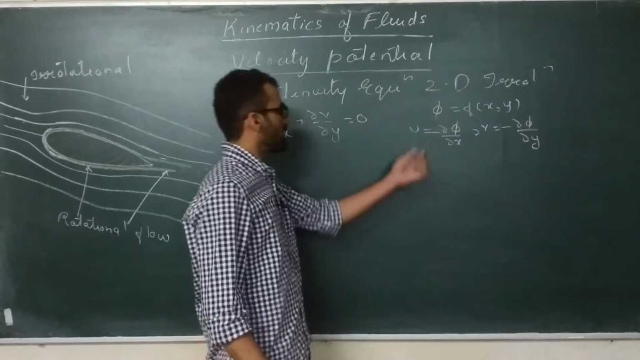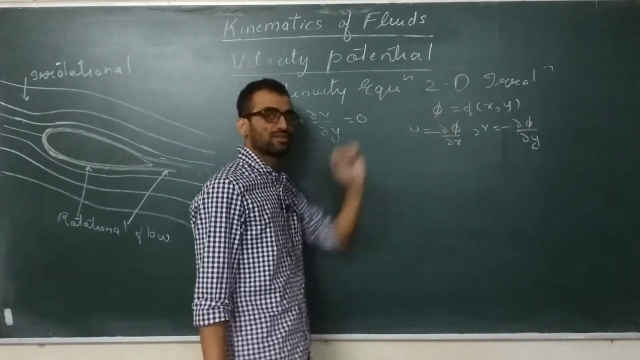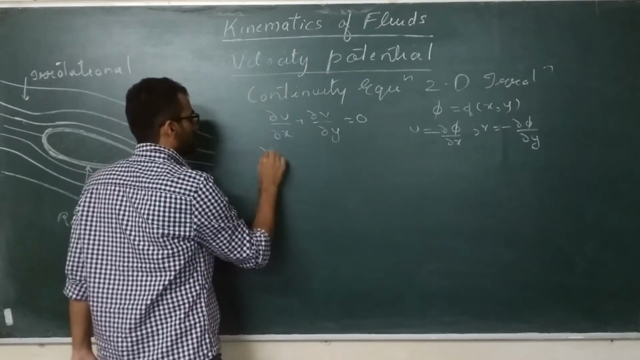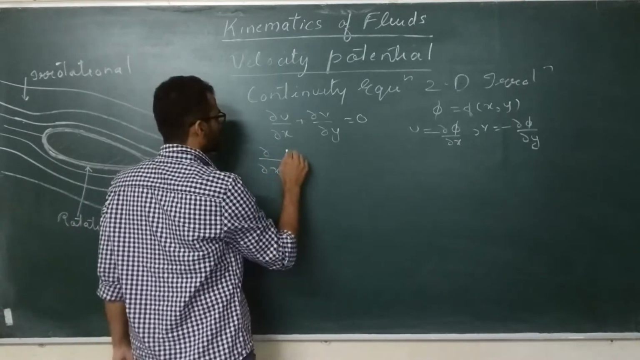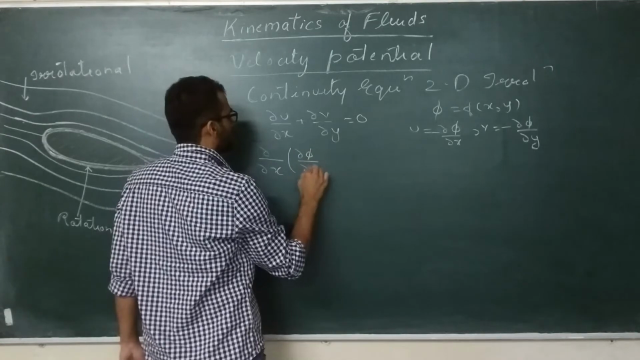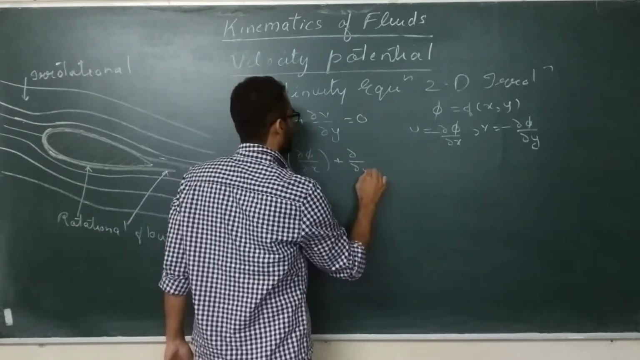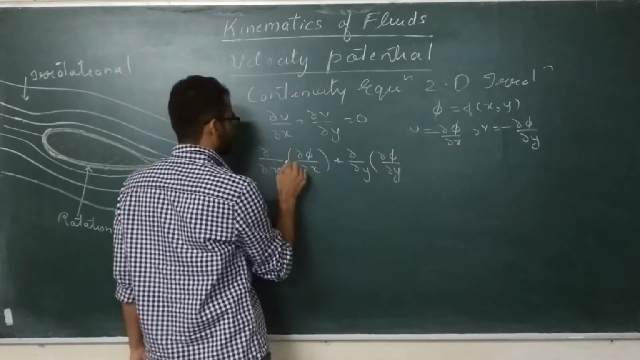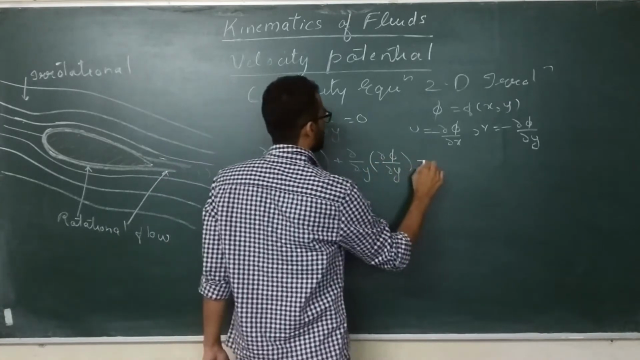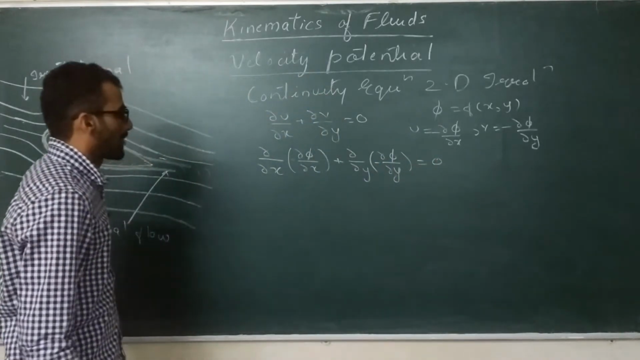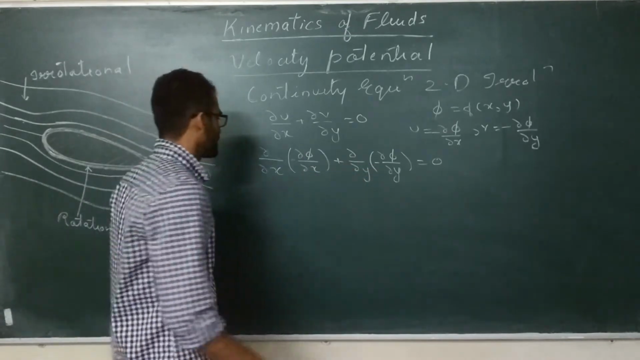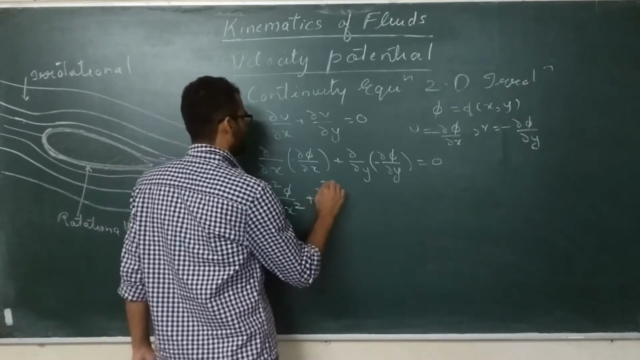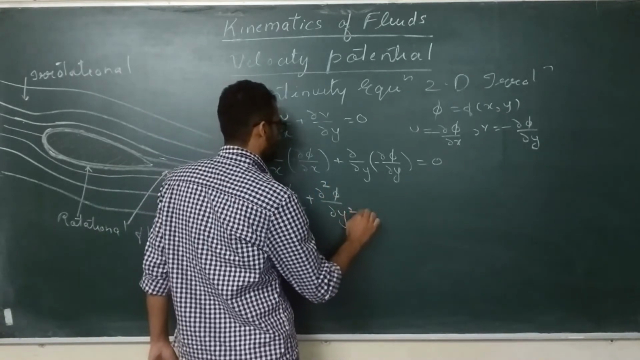So you put these values in. Now if you have defined this function, it should also satisfy the continuity equation, naturally. So just put the values of u and v in this continuity equation and let's see what you get. ∂/∂x of minus ∂φ/∂x plus ∂/∂y of minus ∂φ/∂y equal to 0. If you multiply both sides by minus 1, you get ∂²φ/∂x² + ∂²φ/∂y² = 0.